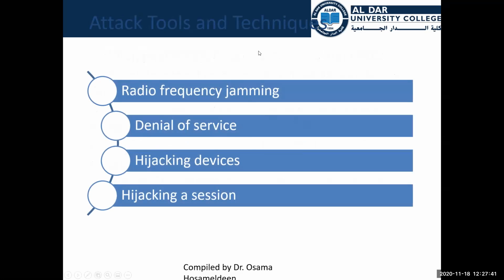Attack tools and techniques. Here we are going to use what we have learned previously to make some attacks. The first attack we are going to talk about is frequency jamming. The second one is denial of service attack. We talked about it previously, but we will see how denial of service attack will help in doing other types of attacks. So denial of service is not the only option; we can use denial of service attack to make another attack. I will tell you about it. Then hijacking devices and hijacking a session.